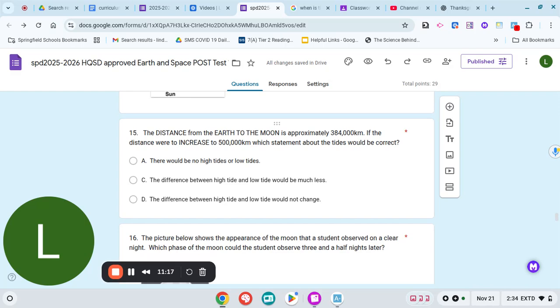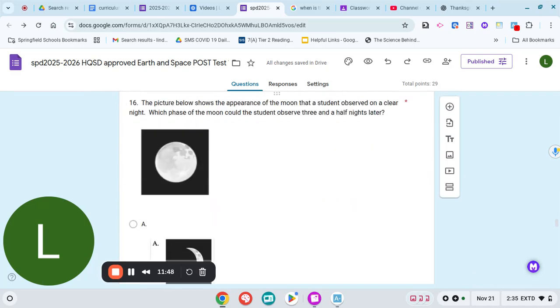A, there would be no high tides or low tides. C, the difference between a high tide and a low tide would be much less. Or D, the difference between high tide and low tide would not change. So if we're increasing the distance from the pull of gravity of the moon, A, there would be no tides at all, no high tides, no low tides. B, the difference between the high tide and low tide would be much less, or the difference would not change.